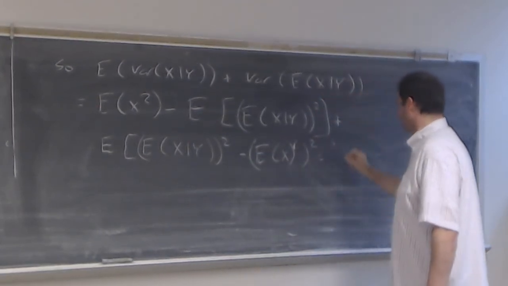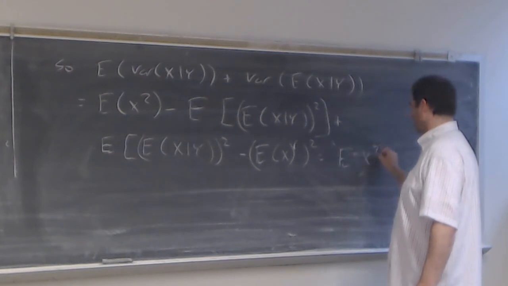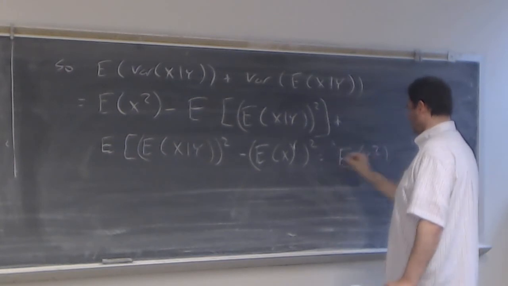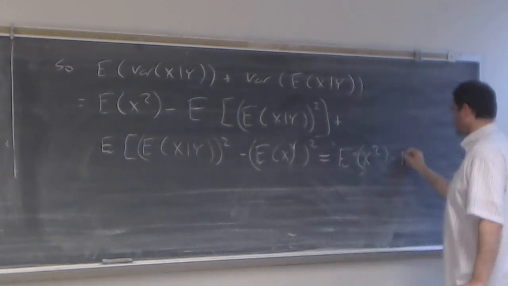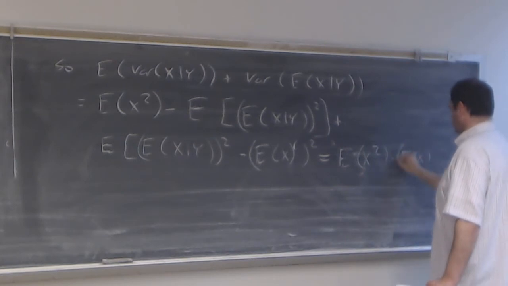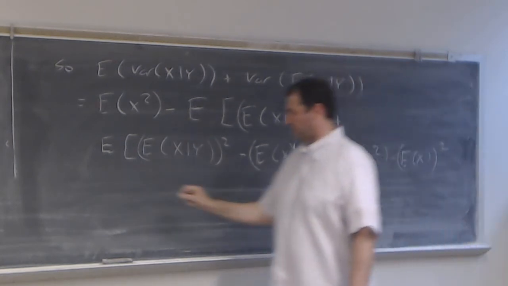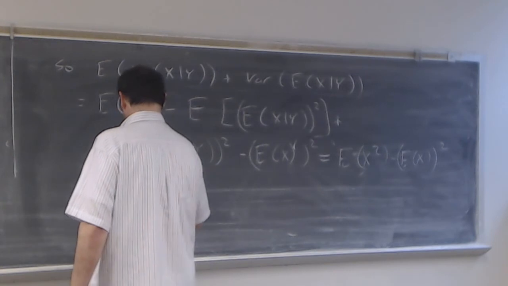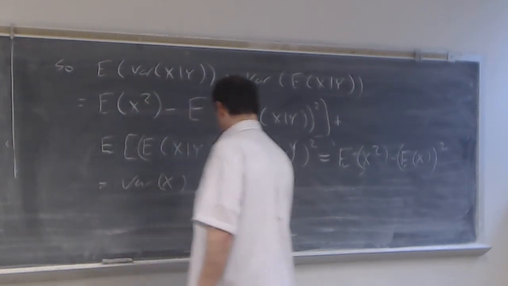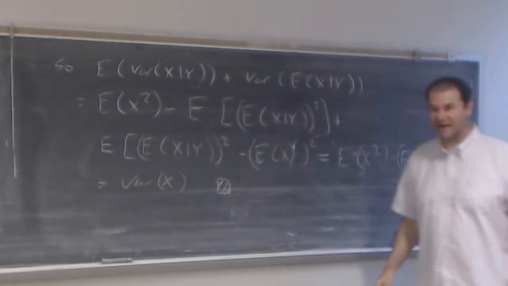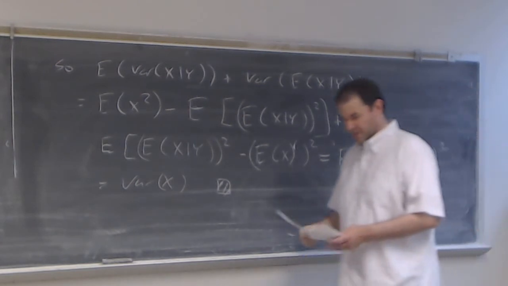So that's nothing more than the expected value of x squared minus the expected value of x to be squared, which equals the variance of x. So there's the proof of that fact. Okay.